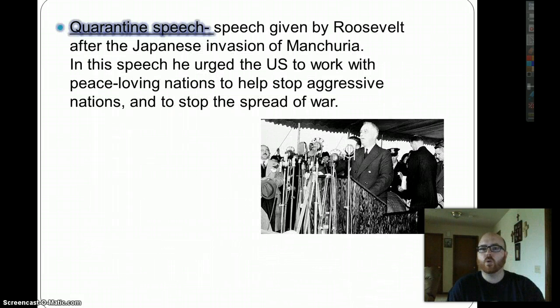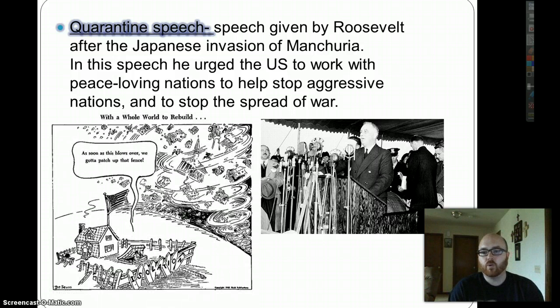We have the Quarantine Speech. After the Japanese invaded Manchuria, Roosevelt's speech urged the U.S. to work with peace-loving nations to help stop aggressive nations and stop the spread of war. So basically, do whatever it takes to help out the Allies against the warring nations like Japan, Italy, and Germany.